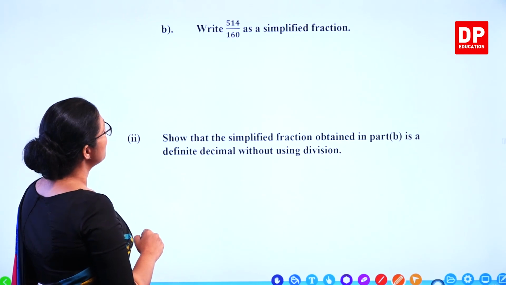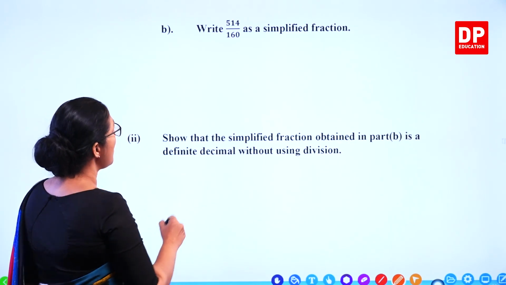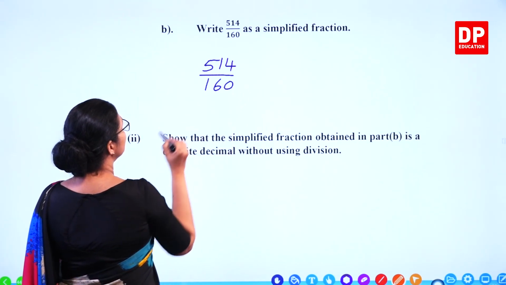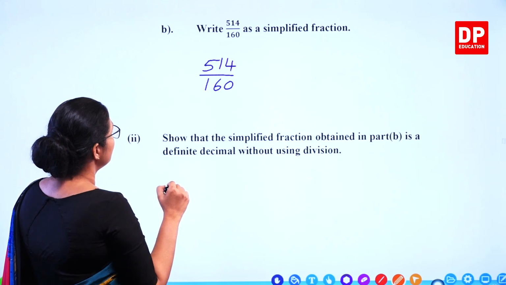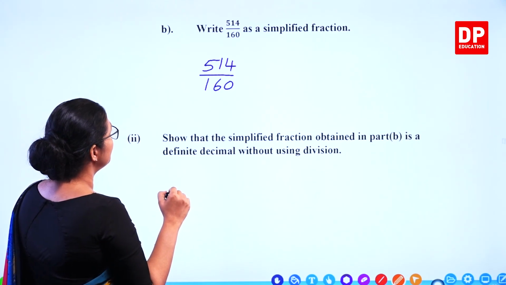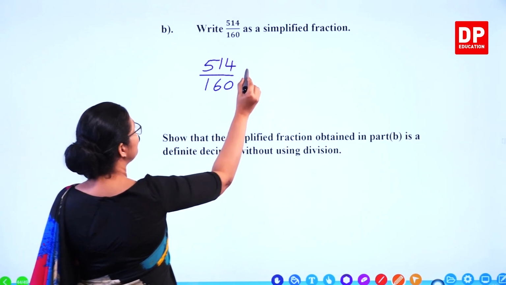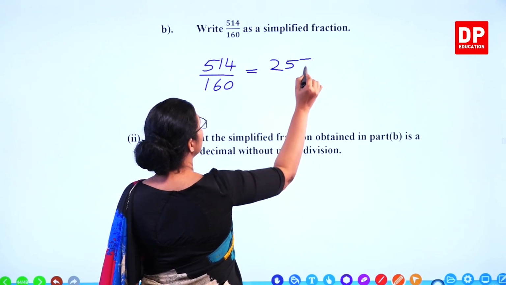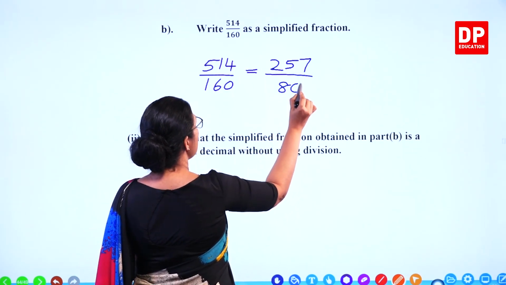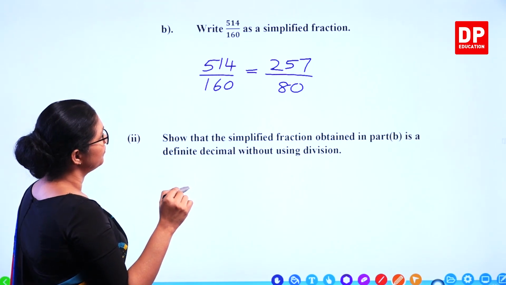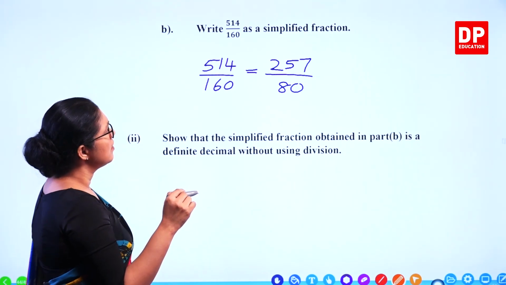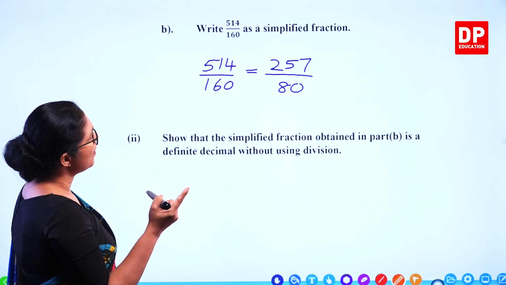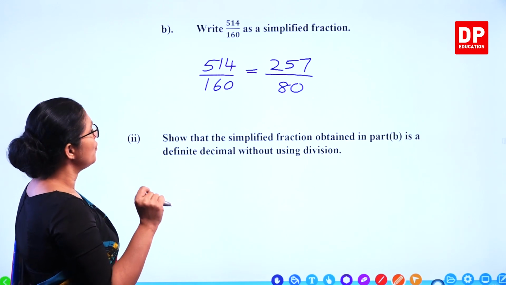Part B, write 514 over 160 as a simplified fraction. You divide and see. We can divide by 2. Divide by 2, that's 257 over 80. So we can't divide further. So we can keep it as it is. You can't divide by 4, you can't.